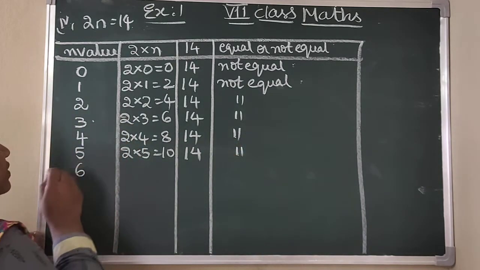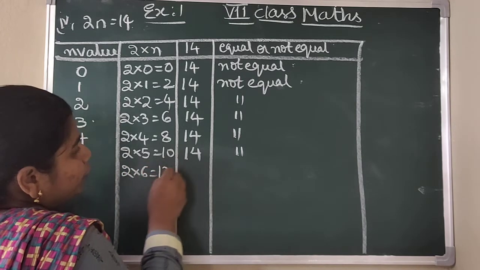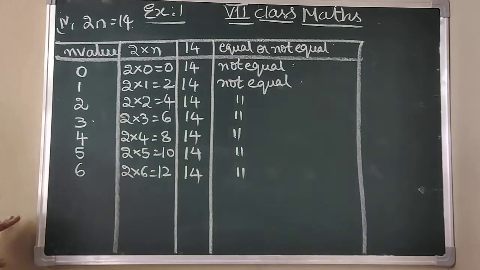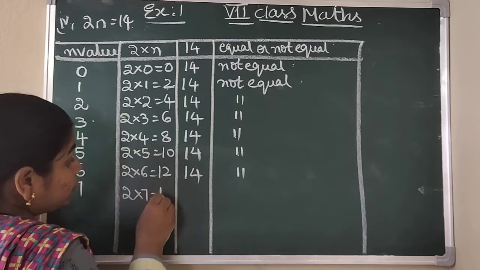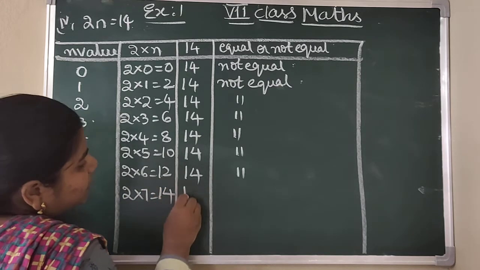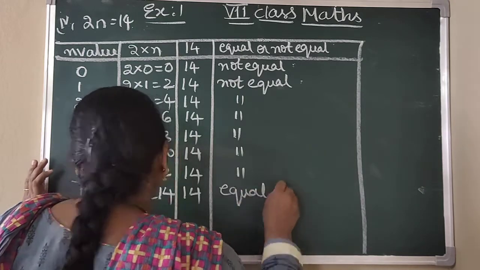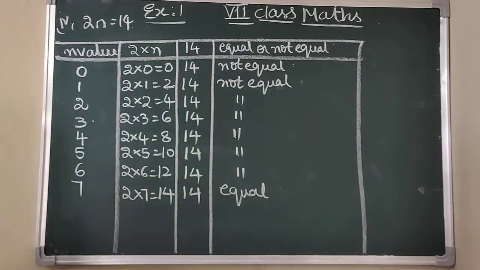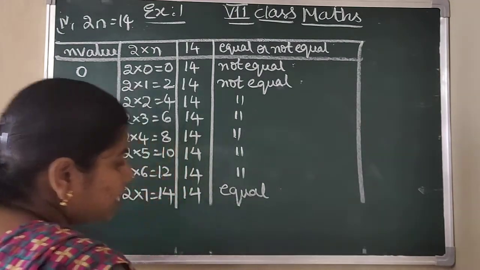Next 6 we have to substitute. That is 2 into 6 is equals to 12. 12 is not equals to 14. So we will get it as not equal. Next 7. 2 into 7 will be equals to 14. 14 is equals to 14. So here we can write it as equal. So when you substitute n value as 7, you got it as the LHS part and RHS parts as equal.